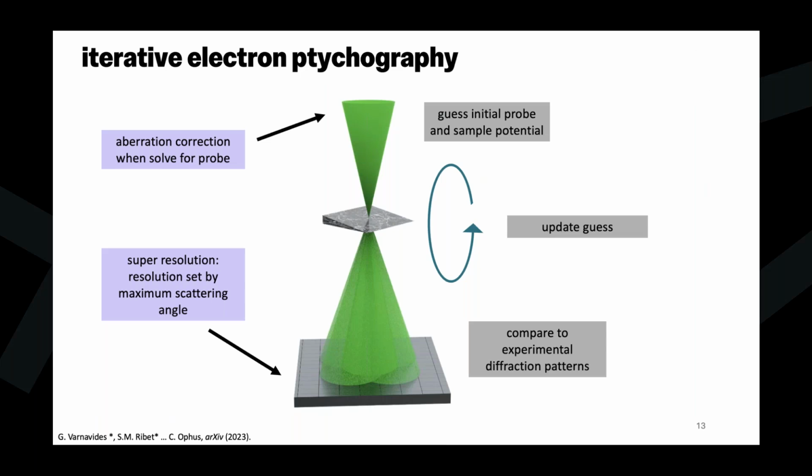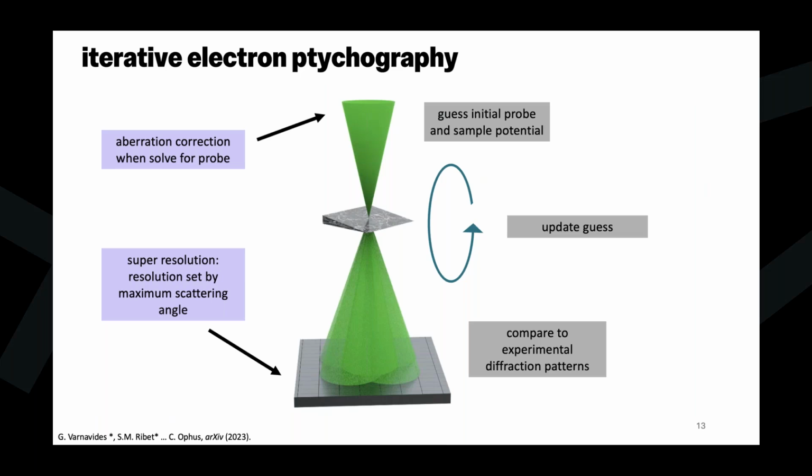So to give you a little bit more sense about ptychography, this is specifically the phase retrieval technique we're using in this presentation. This is an iterative approach. You start with a guess for your initial probe and sample potential. You have some forward model that allows you to compare this guess to your experimental diffraction patterns, and then you update. And you're doing this over and over and over again for many probe positions, for many iterations.